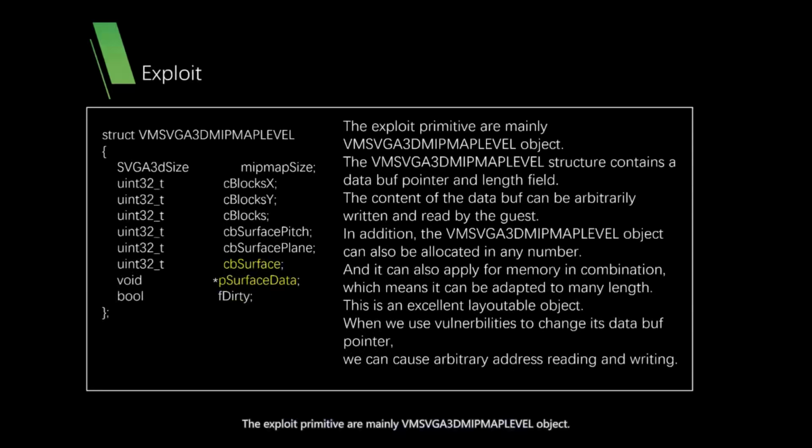The exploit primitive is mainly the VMSVGA3D map level object. The map object contains a data buffer pointer and a length field. The content of the data buffer can be written and read by the guest. In addition, the map object can be allocated in any number, and it can allocate memory in combination, which means it can be adapted to many lengths. This is an excellent spray object.